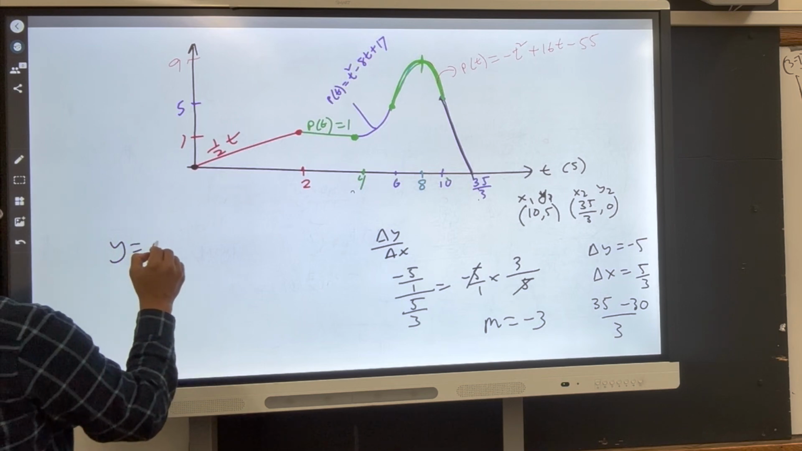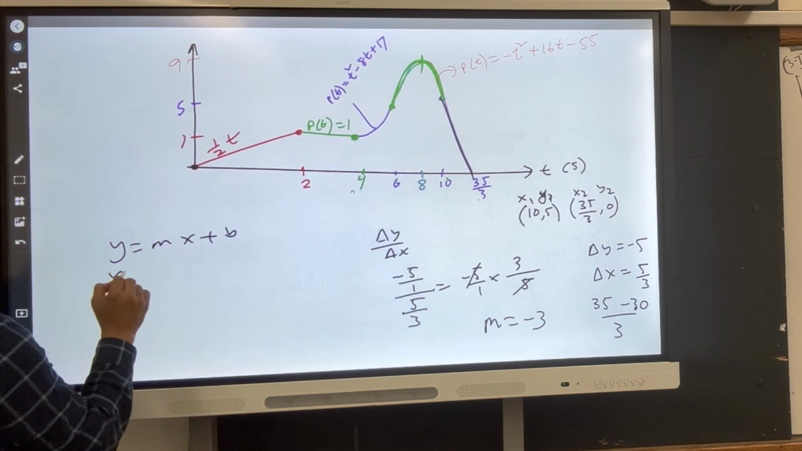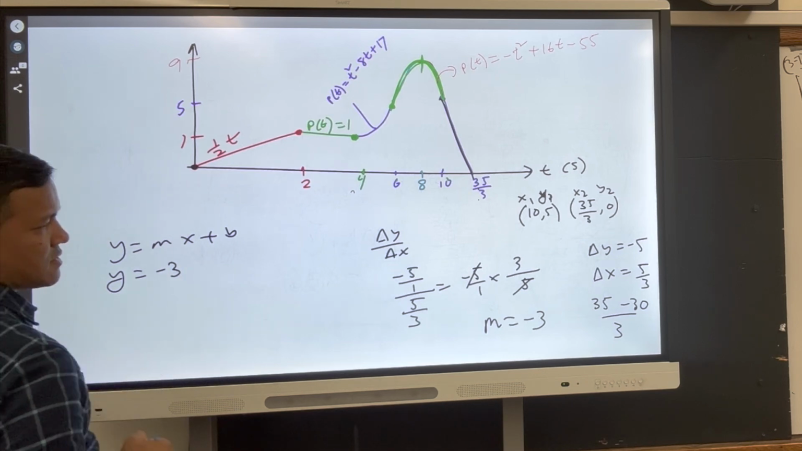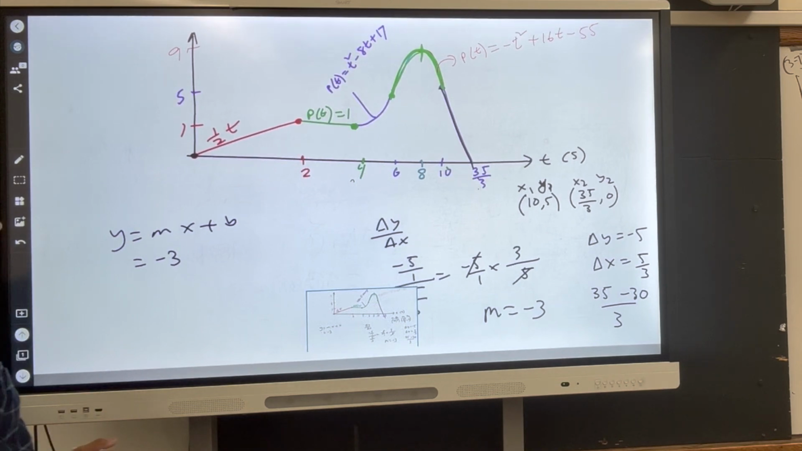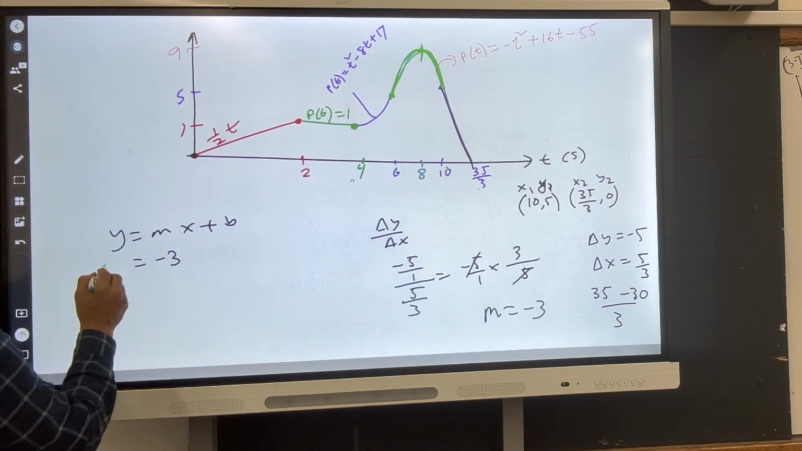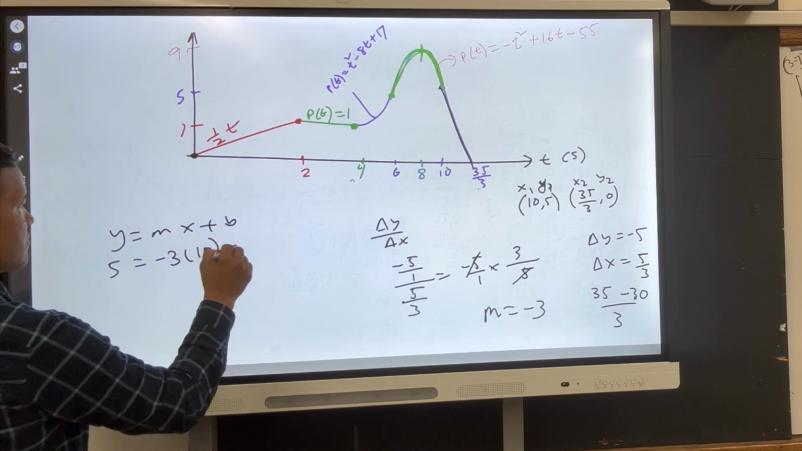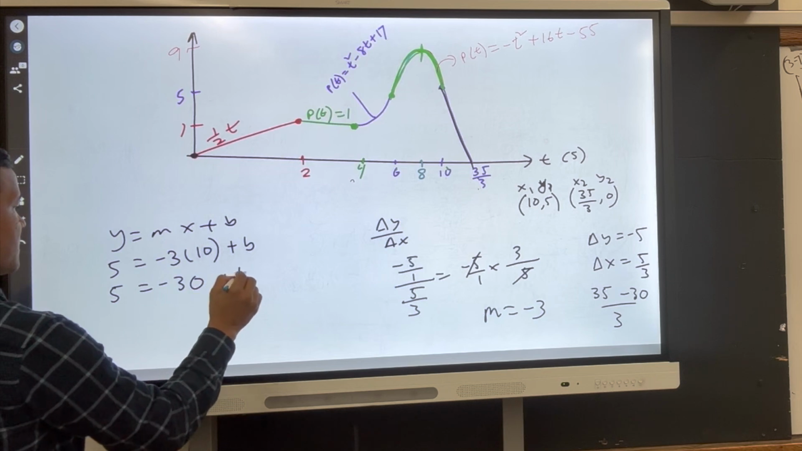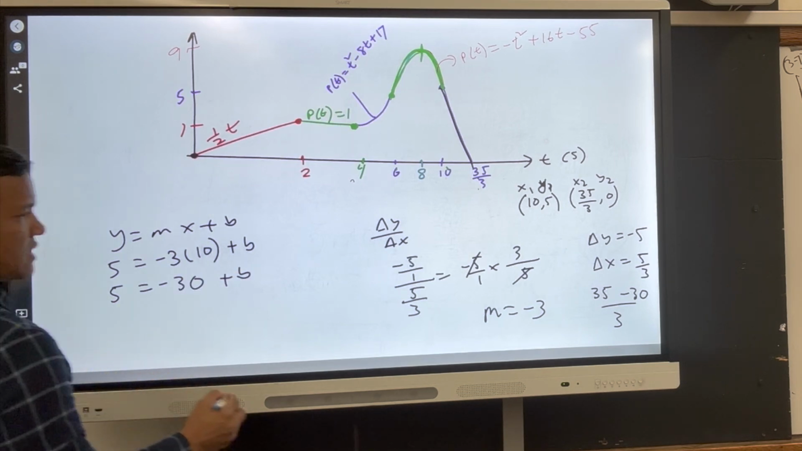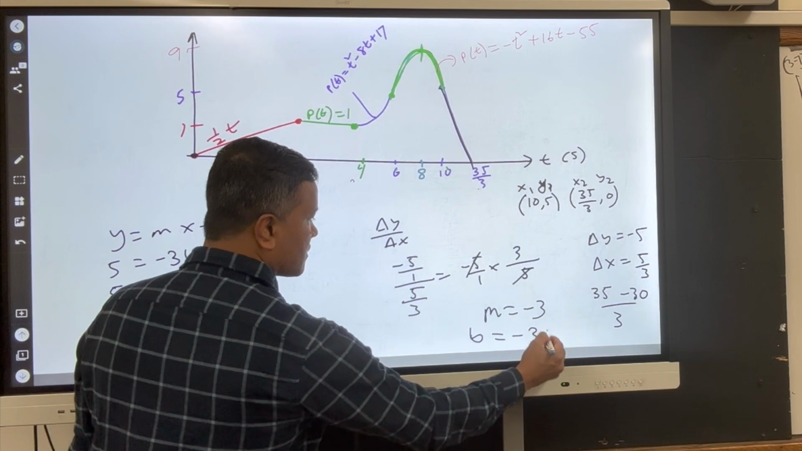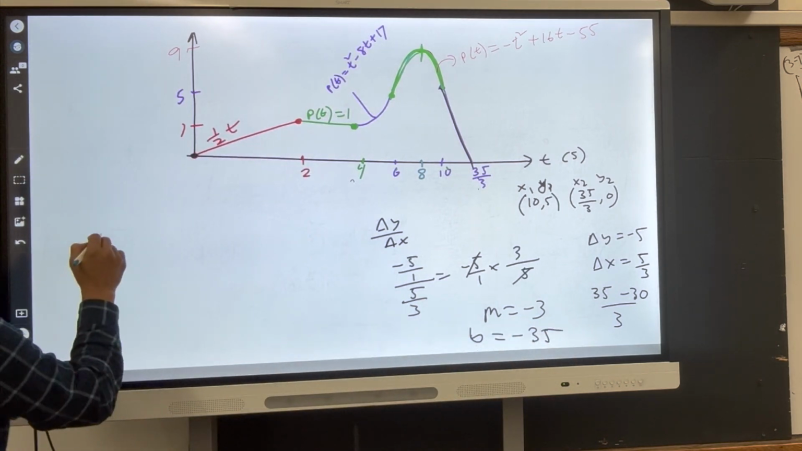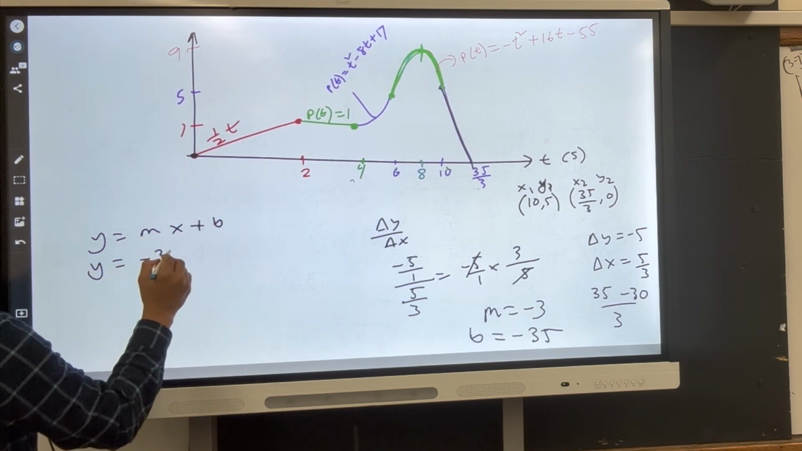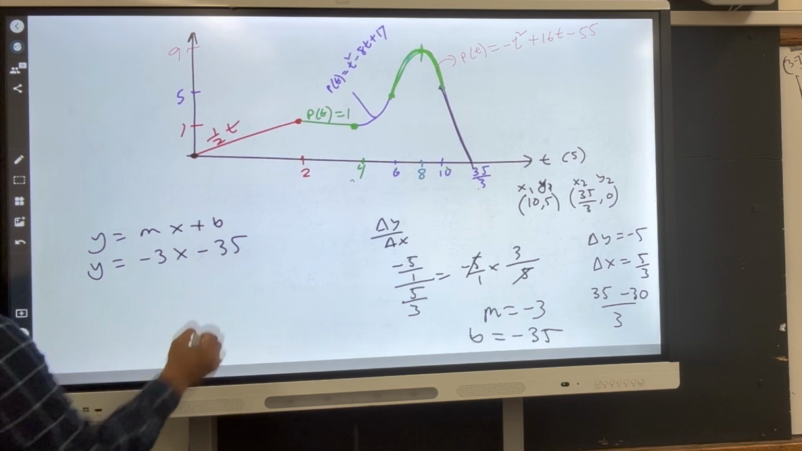So y is equal to mx plus b. Y is equal to negative 3t. Let's see y. Y is 5 when x is 10. All right, so 5 is equal to negative 30 plus b. So b is 35. So y equal to mx plus b. So y is equal to minus 3x minus 35.